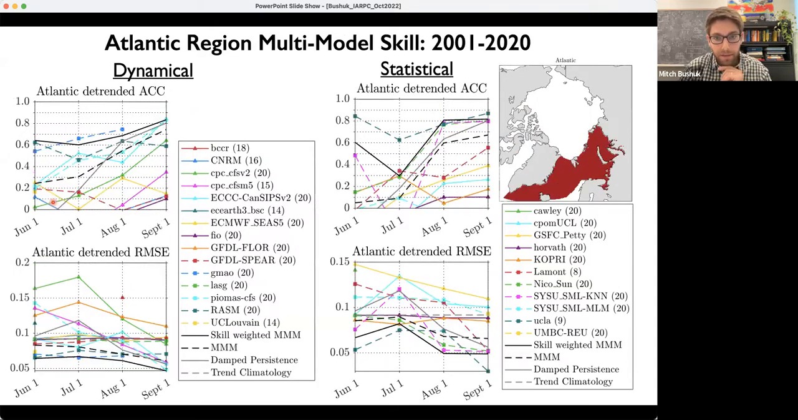And then the final region is this Atlantic region. And the models generally struggle to predict sea ice in the Atlantic region. It's important to note that the signal is pretty small here. There's not a lot of sea ice in these seas during September. And the sea ice that is there is quite difficult for the models to get, it looks like.